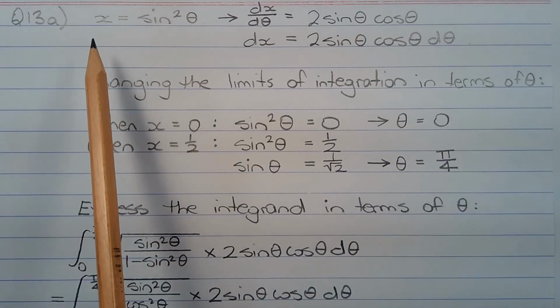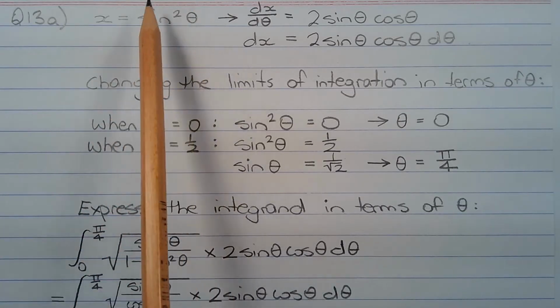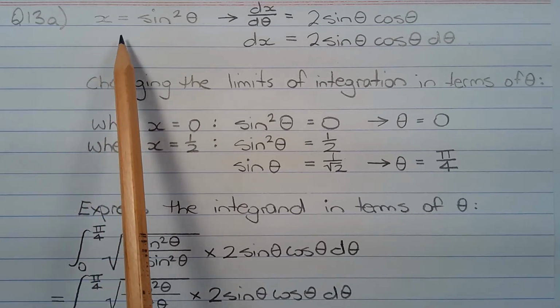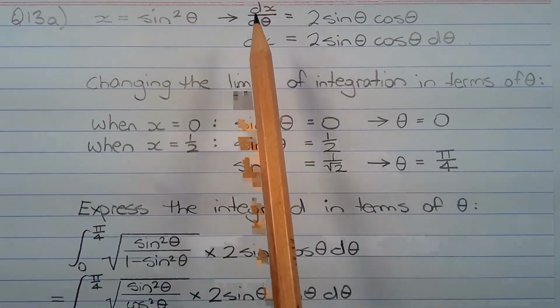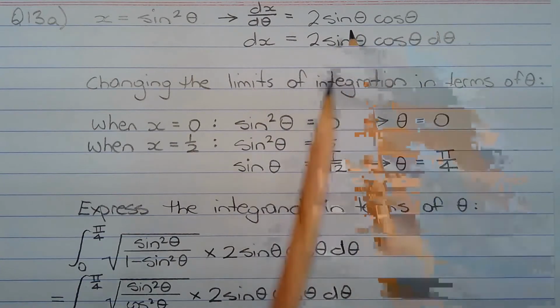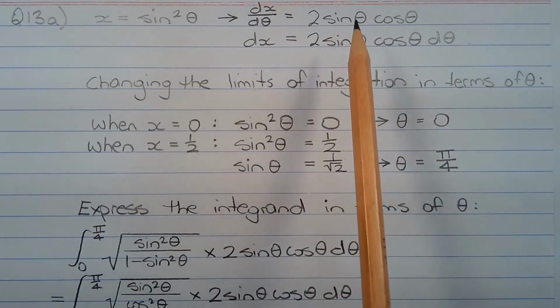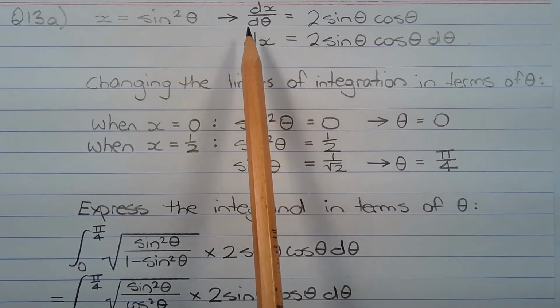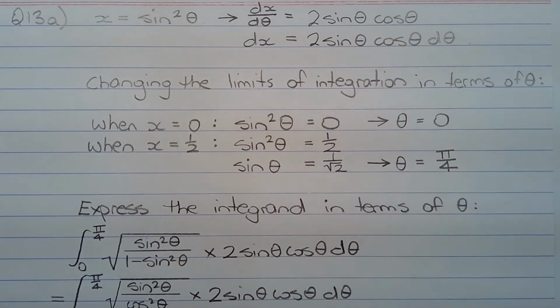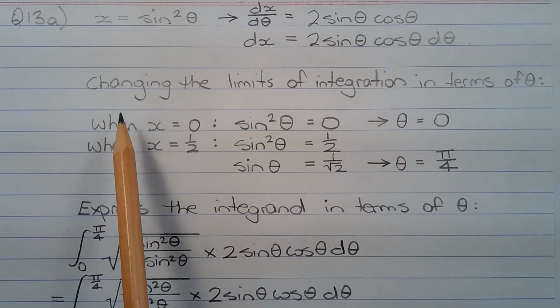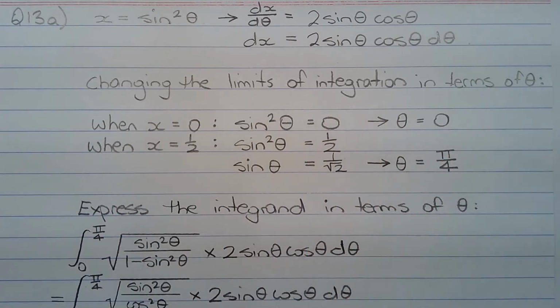The substitution x equals sine squared theta is a composite function. That is, x equals sine theta all squared. So the chain rule will need to be applied to differentiate x with respect to theta. So dx d theta is equal to 2 sine theta cos theta. Multiplying both sides of the equation by the differential d theta, we have dx is equal to 2 sine theta cos theta d theta. Next, change the limits of integration in terms of theta.